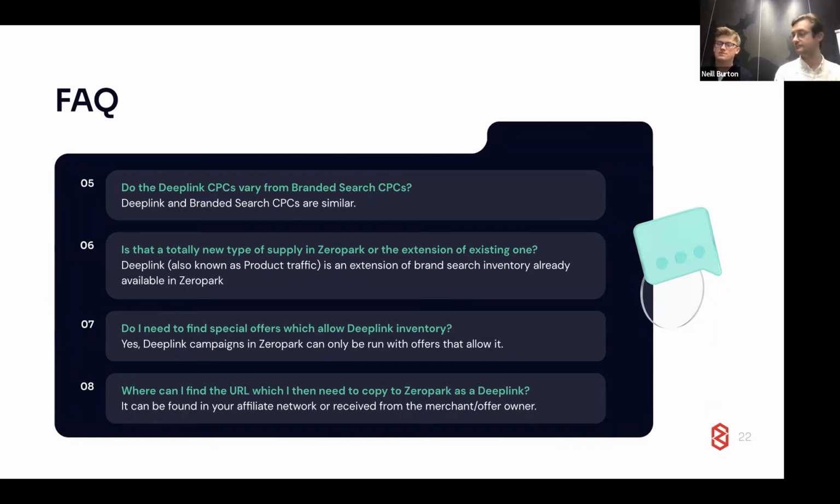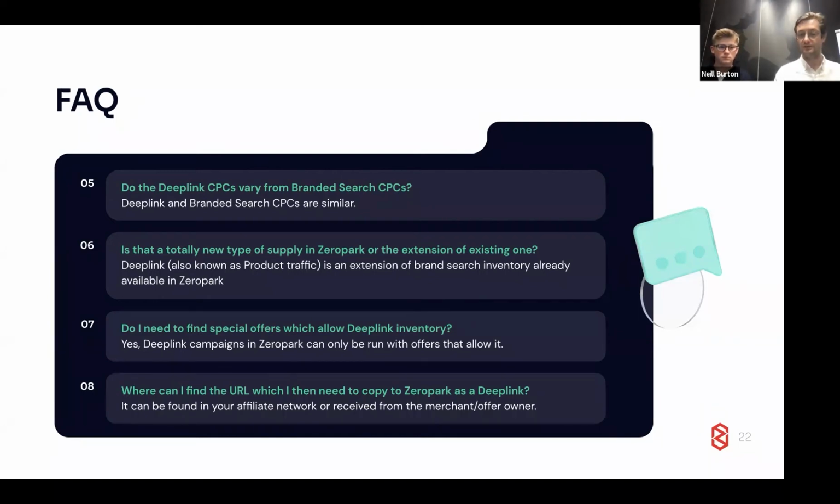Yeah, but as you mentioned before, those are exactly the same placements. So you can get traffic from the Klarna homepage, and you can also get traffic from a Klarna product page. So is that a totally new supply in Zeropark or an extension of an existing one? Well, we just answered that, it's the same traffic. The reason we didn't have it beforehand is because we had to figure out how to successfully extract the correct URLs in Zeropark and send that traffic to you in a way that actually functions and is good for the publisher and for the advertiser as well.